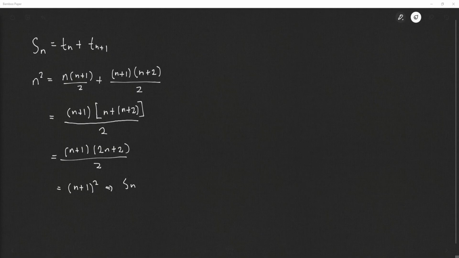So today we talked about triangular numbers, square numbers, and the overlap between the two.